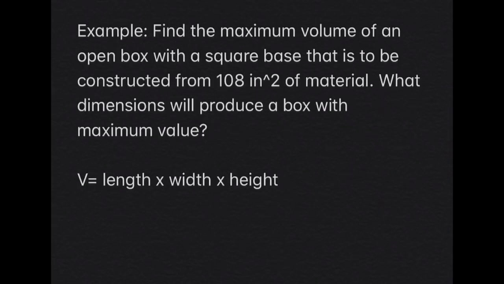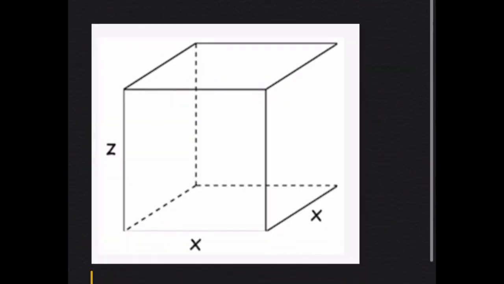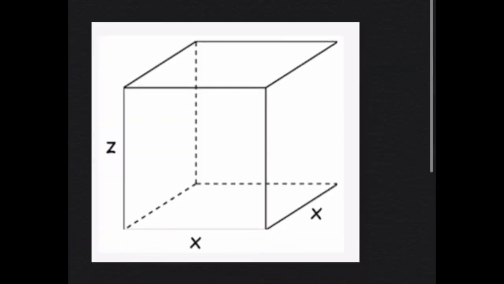My example is to find the maximum volume of an open box with a square base that is to be constructed from 108 inches squared of material. What dimensions will produce a box with this maximum volume? We know the volume of the box is length times width times height, and we can also draw a picture to demonstrate this problem.